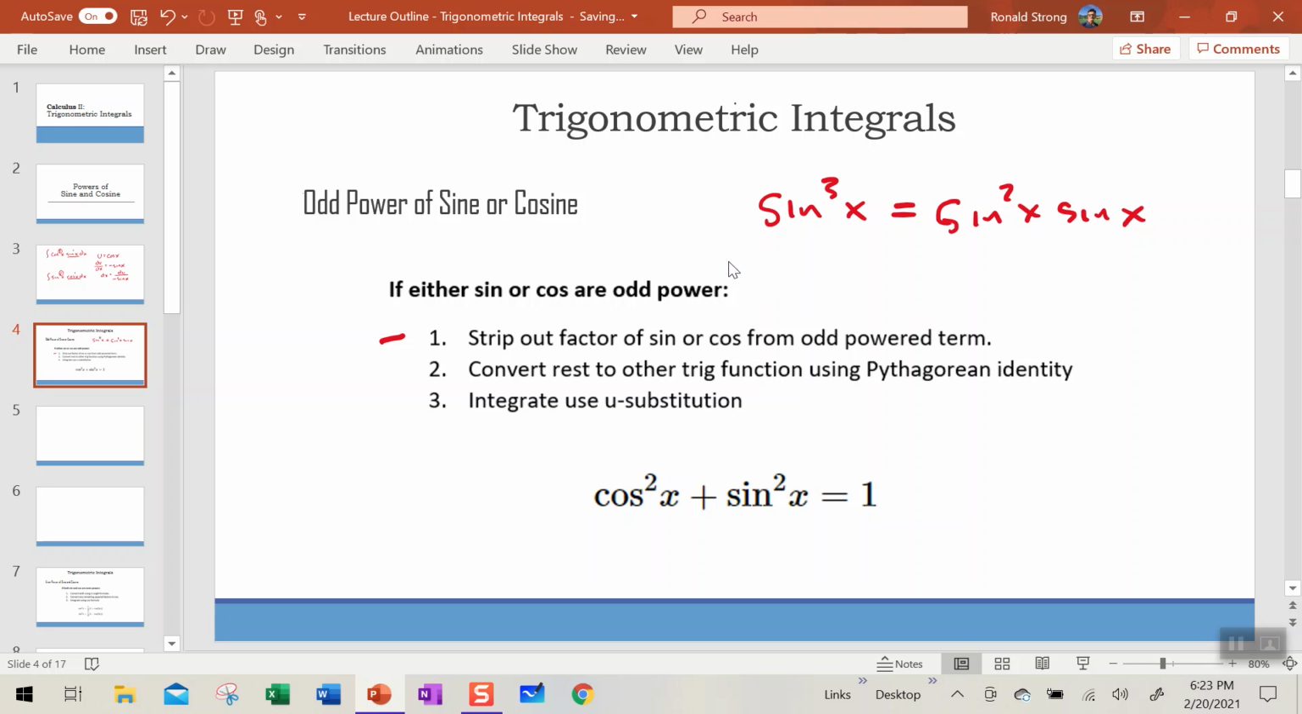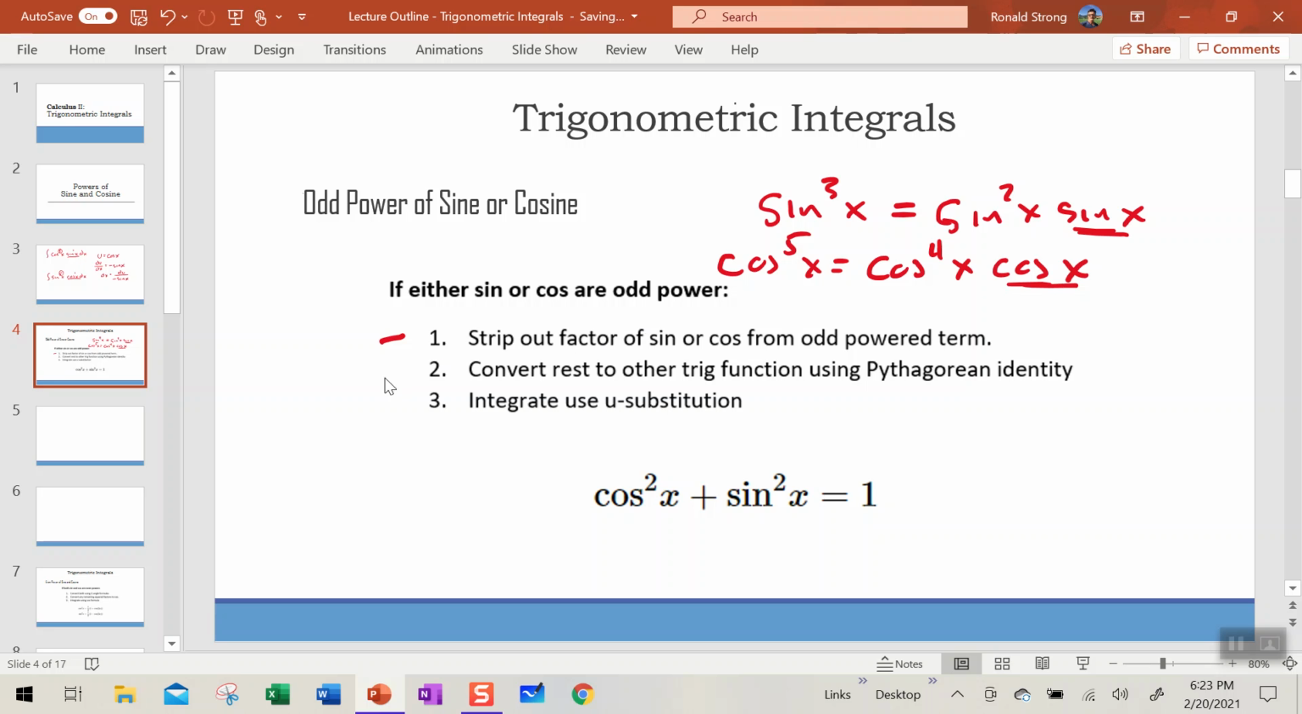If we had a cosine to the fifth x, we are going to factor that into the cosine fourth x times cosine of x. So what we are doing is we're stripping out a factor of sine or cosine, that would be this or this, from the odd powered term.